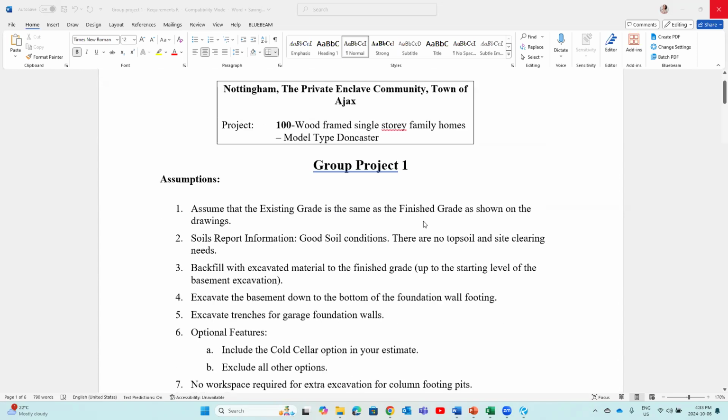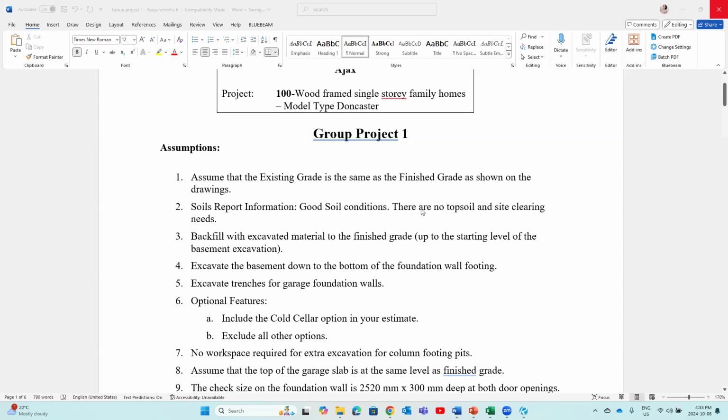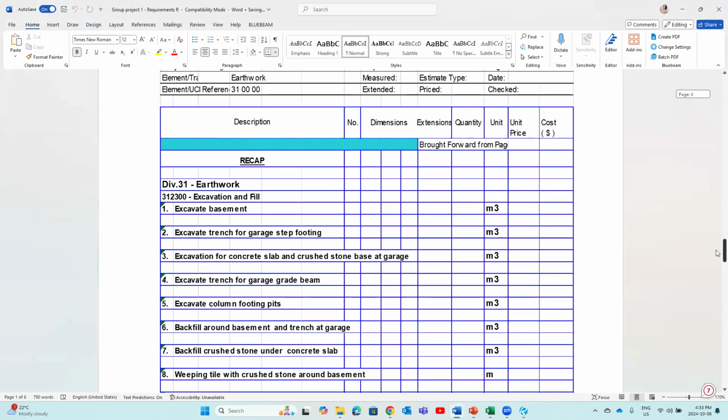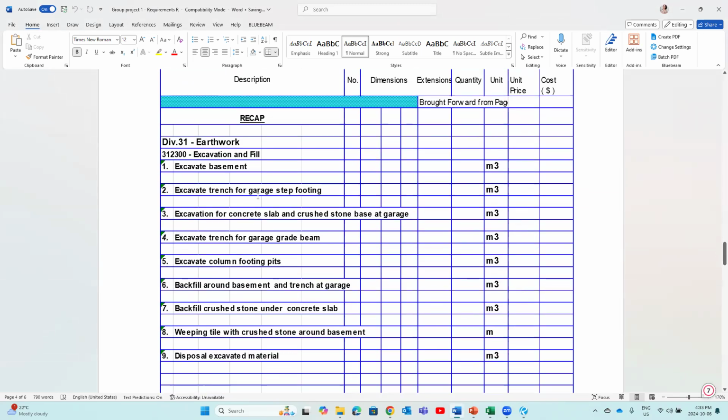If you go through the requirements, I have a lot of assumptions, which are extra or additional information I give to you other than the set of drawings and construction notes. And in the requirements for the project, I also give you the recap as well. Those are the items you need to calculate quantities for.